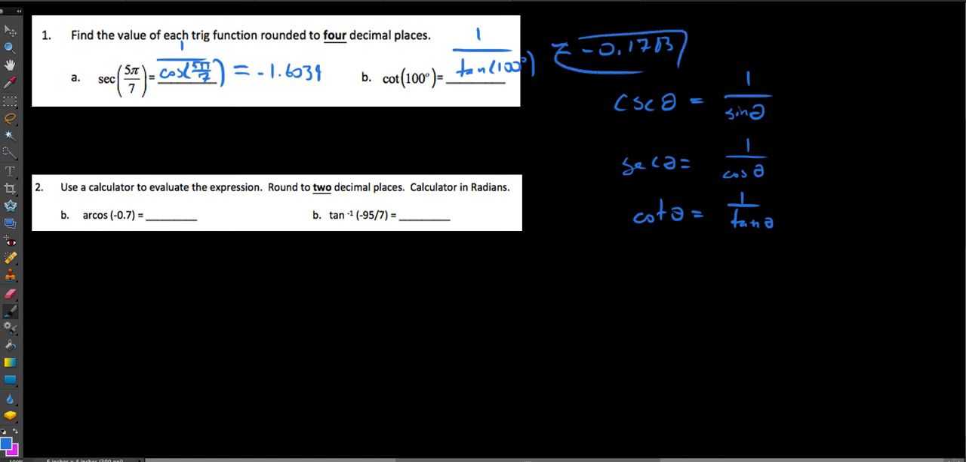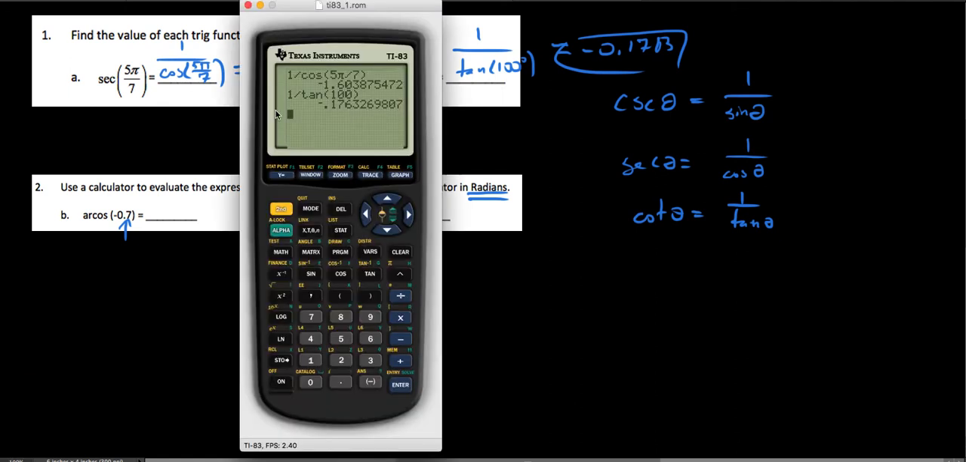Groovy. So how about down here? Use a calculator to evaluate the expressions, round to 2 places, and calculator in radians. Okay, these are arc cosine, arctan, tan inverse. These must represent angles, and so what we have here are our ratios. We want to work backwards towards the angle. I can ask your calculator to do this.